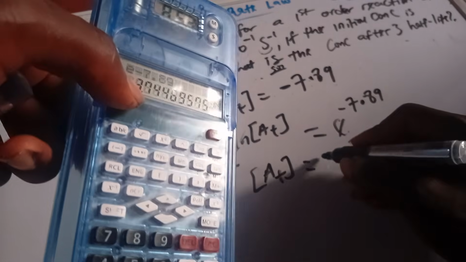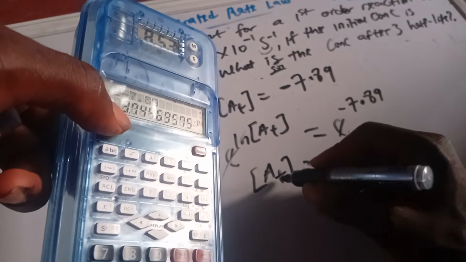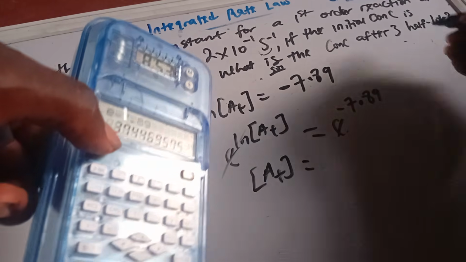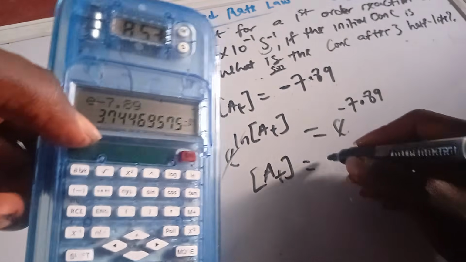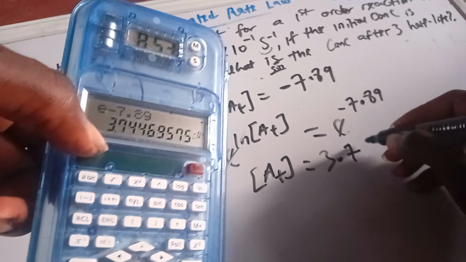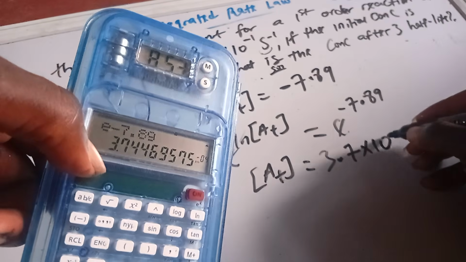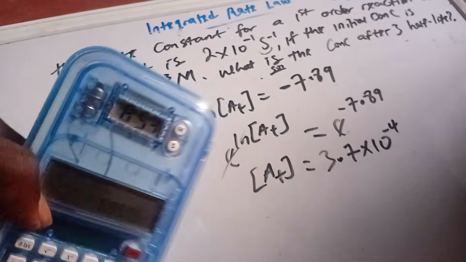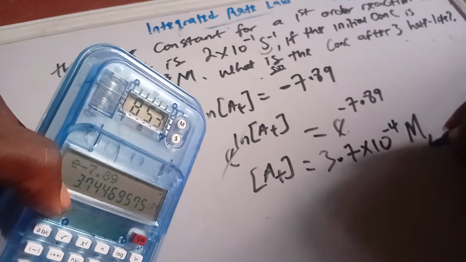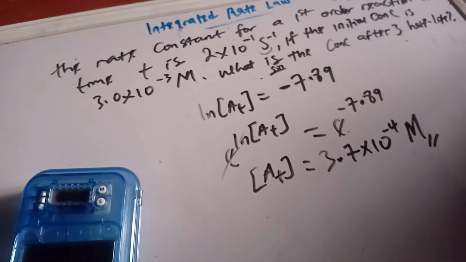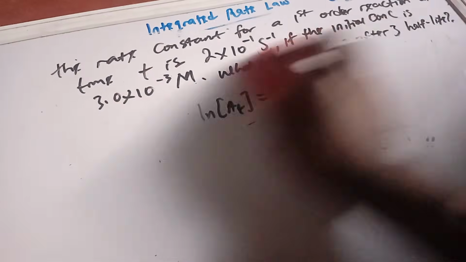So here we have our concentration at a particular time, at 3 half-lives, is 3.7 times 10 raised to the power minus 4 mol per dm cubed, which can be represented as big M. So that's all about zero and first order.